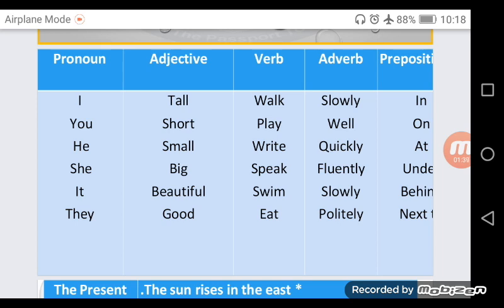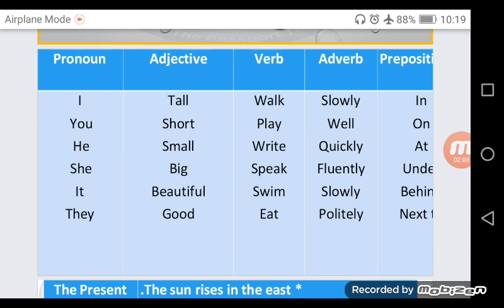Under pronouns, we have I, you, he, she, it, they. As I have just said, they are subject pronouns. This means that they come at the beginning of a sentence. For example, I am a teacher, you are students, she is a nurse, and so on.